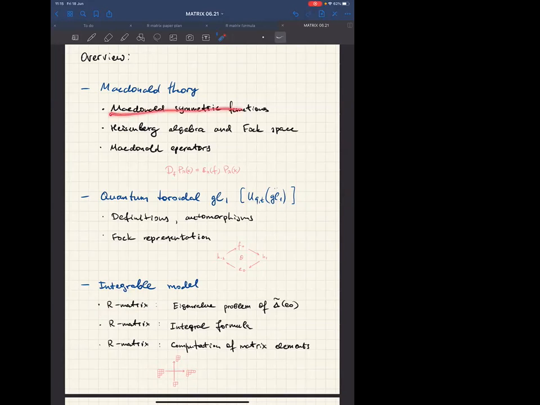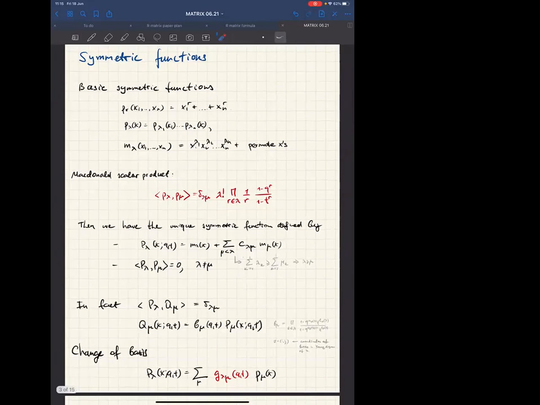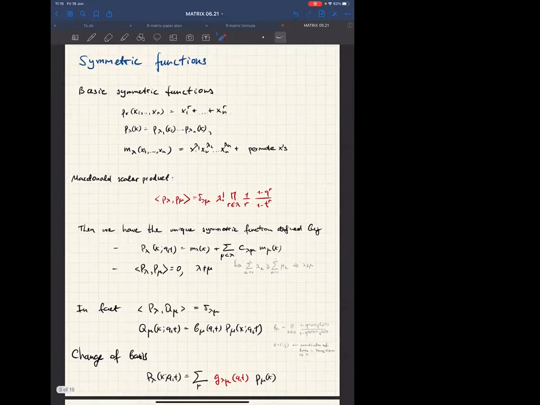So let me start with the symmetric functions. The basic symmetric functions, as usual, are the power sum symmetric functions. We just take the sum of all arguments raised to a power. We take products of those simple power sum symmetric functions, and this gives a power sum symmetric function labeled by partition lambda. These power sum symmetric functions can be used as a basis in the vector space of symmetric functions.